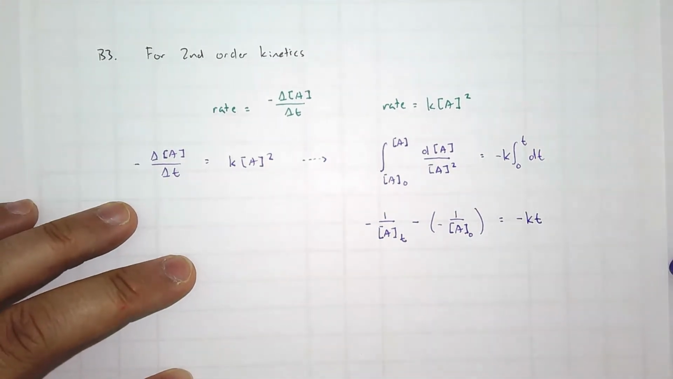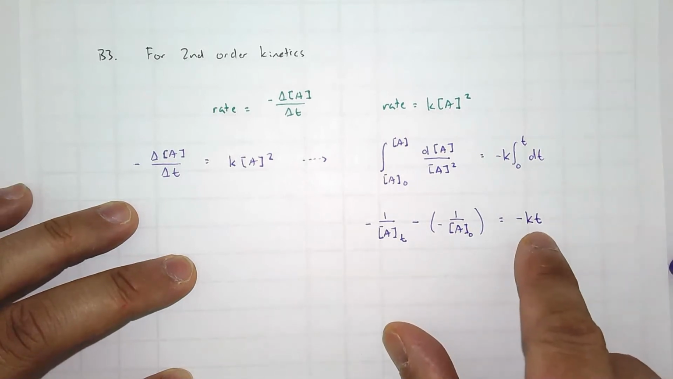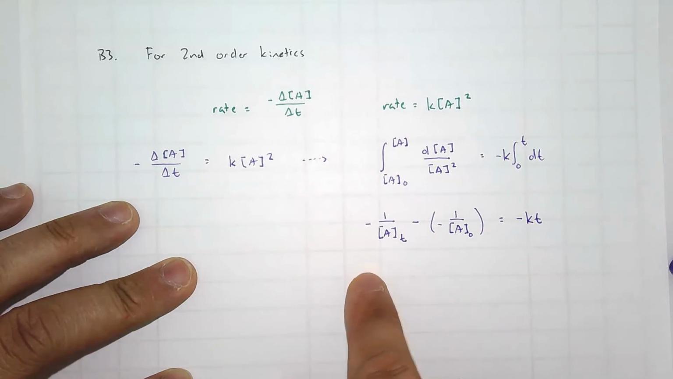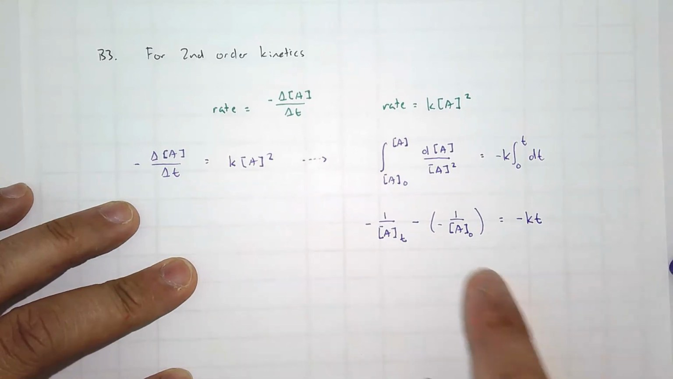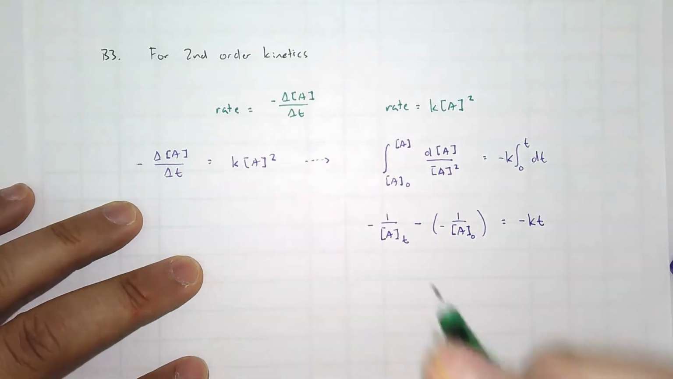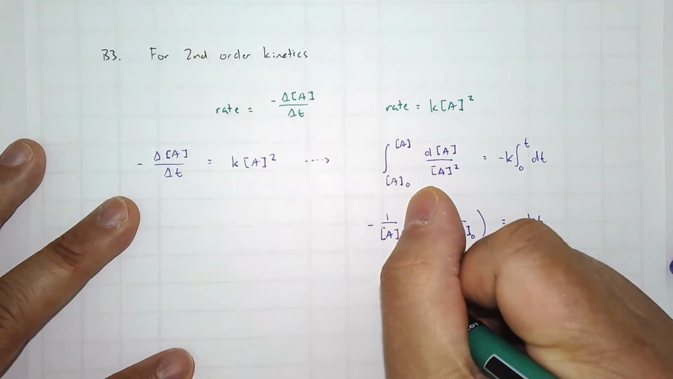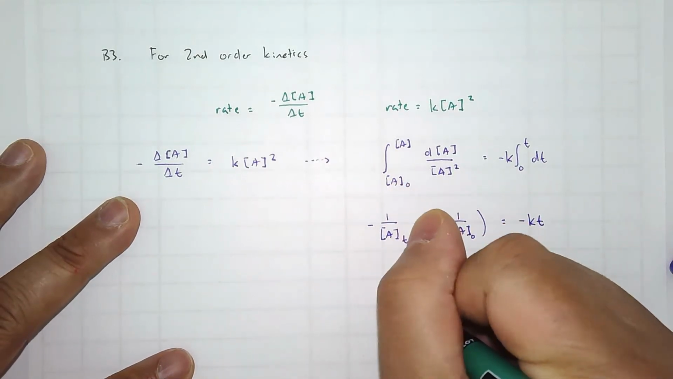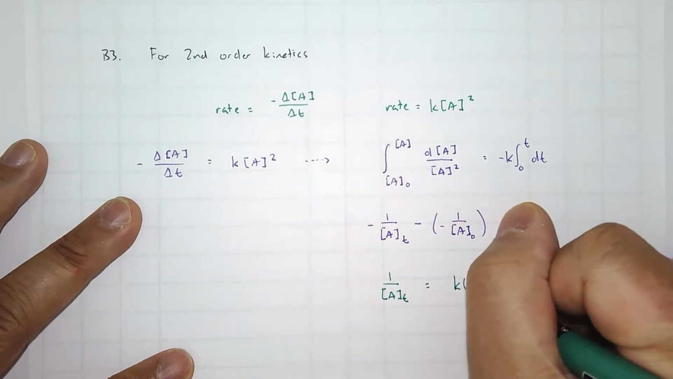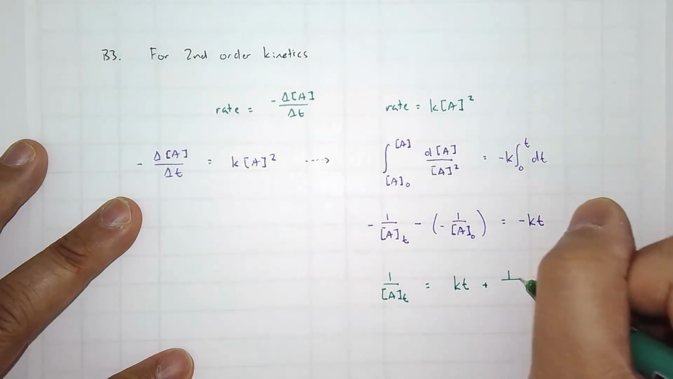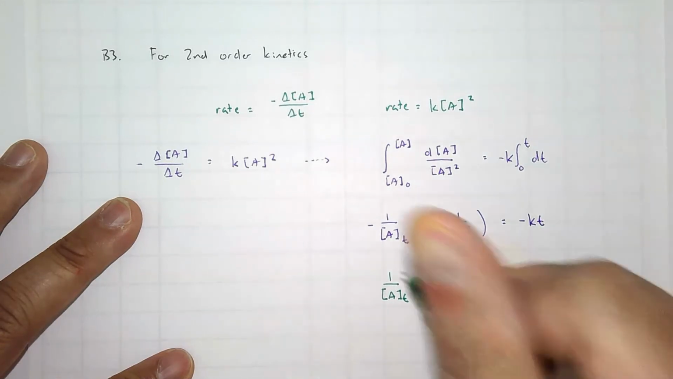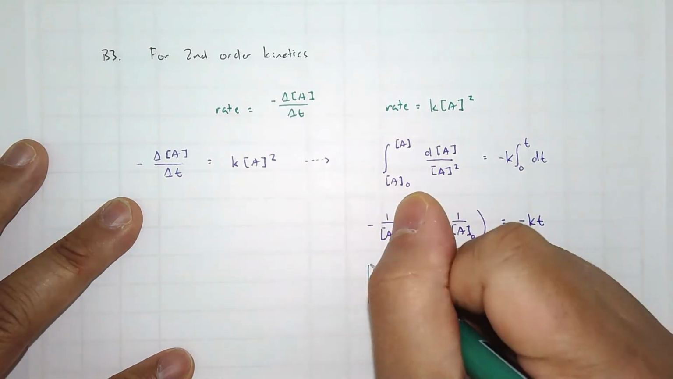Okay, so this is going to be a little bit weird. I'm going to switch everything to the other side. So negative kt comes to the left, it becomes positive kt. Actually, this one stays, and then this one goes to the right. You will get, and this is the one in the green box, 1 over A at t equals positive kt plus 1 over A initially, the concentration of A at time 0.